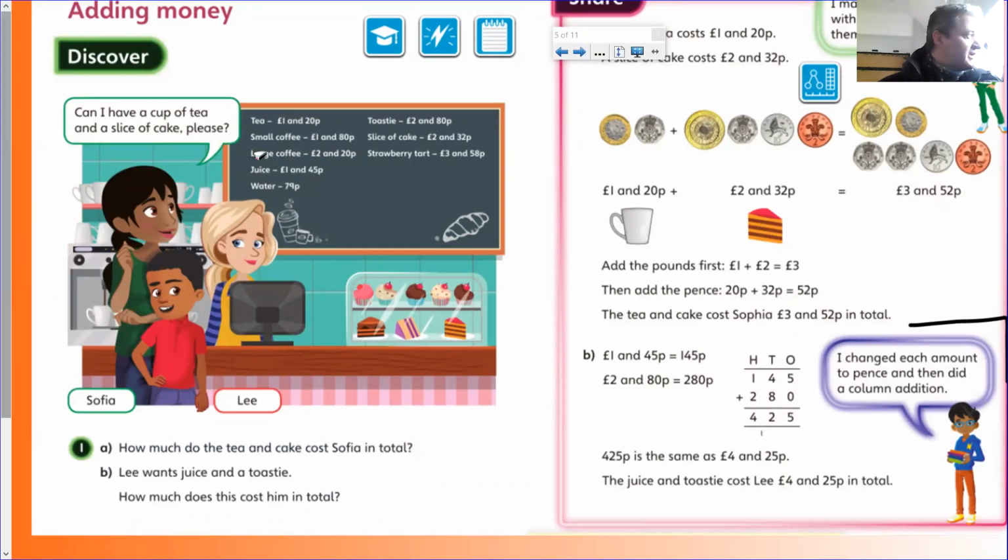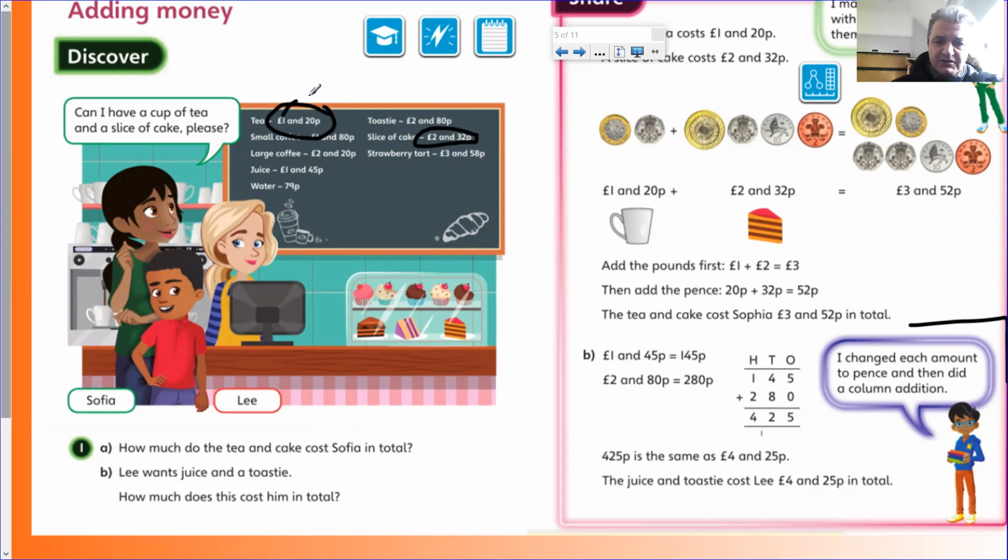My first question is quite simply, can I have a cup of tea and a slice of cake, please? So we've got Sophia asking for tea and cake. Tea is £1.20. How much is a slice of cake? £2.32. If I was doing that in my head, what would you do first if you were adding £1.20 to £2.32?